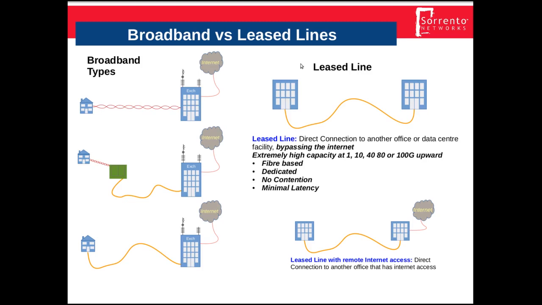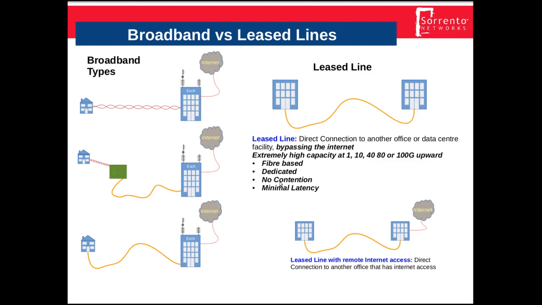A leased line is qualitatively different from a broadband connection because it doesn't go to the exchange building equipment. It is basically designed to provide a connection between one premises belonging to your organisation to another premises belonging to your organisation. And that's all it does. It provides that connection at whatever speed you've procured. It could be 1 gig, 10 gig, 40, 80, 100 gig, or even more. And that is purely dedicated to you.